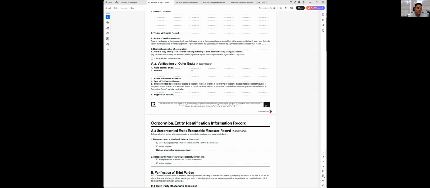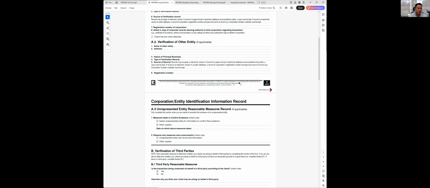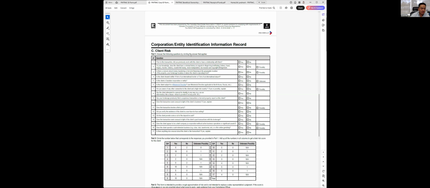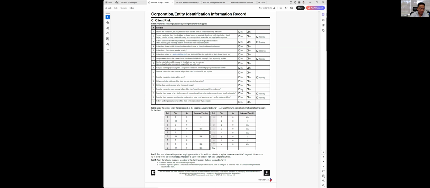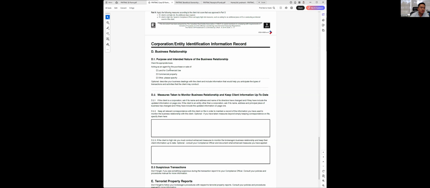If it's not a corporation, if it's a different entity, so that may be a nonprofit company or some other kind, or even a trust or a partnership, you have to verify some kind of original documentation that shows that this company is in existence and who are the controlling individuals. And then similarly for corporations, you have to assess the client risk. They may be low, medium, or high. And then you have to identify the business relationship.